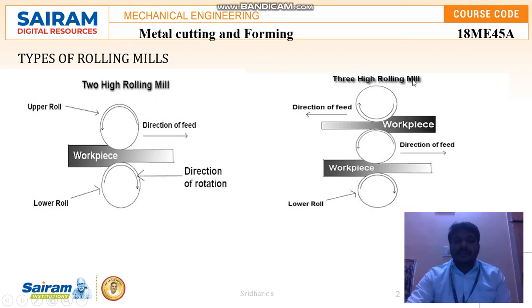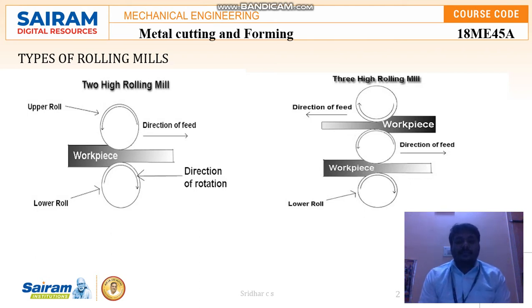Coming to the three-high rolling mill, here two workpieces can be processed at a time. In the two-high rolling mill, only one workpiece is placed at one time, whereas in the three-high rolling mill two workpieces can be done at a time. So here this will be the direction of feed, and the rolls will be rotating in different directions: one roll rotating in a clockwise direction, and the other two rotating in an anti-clockwise direction.